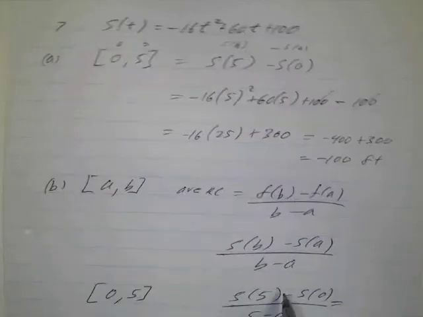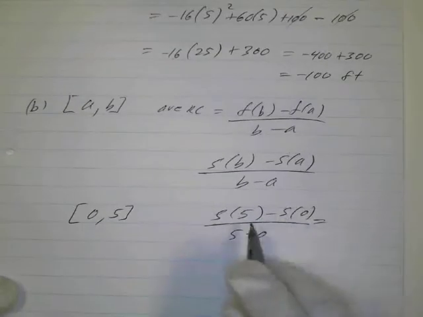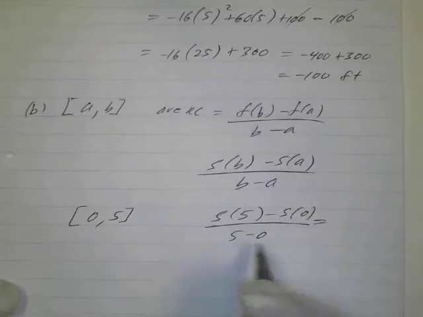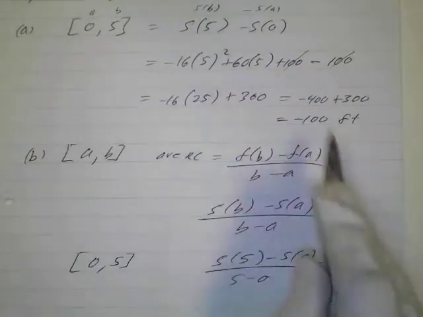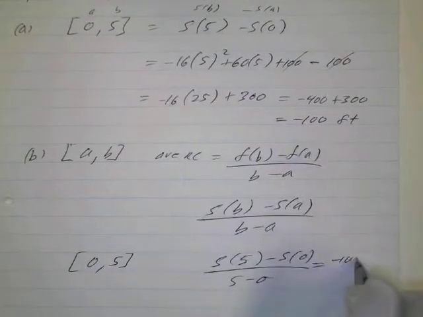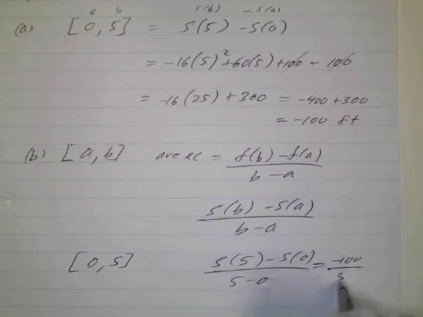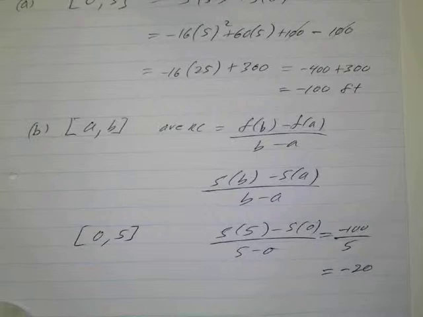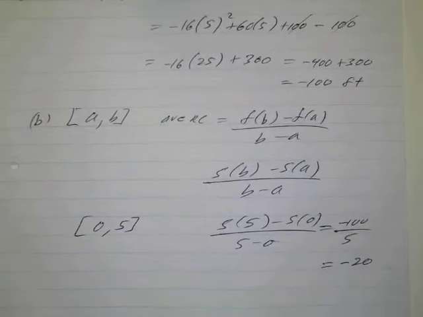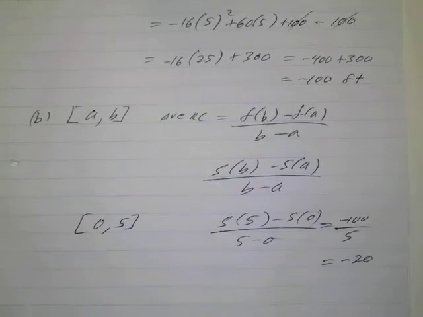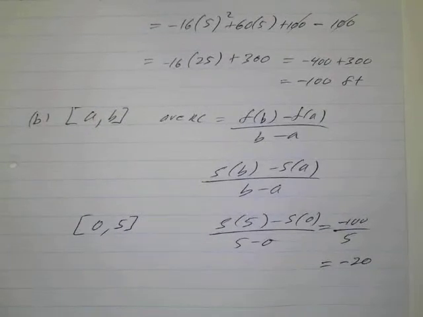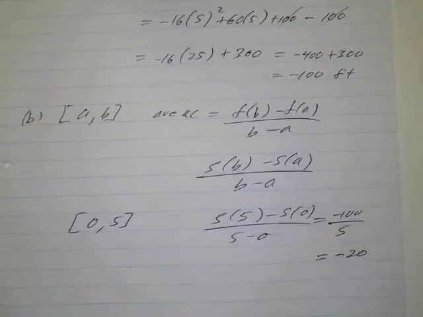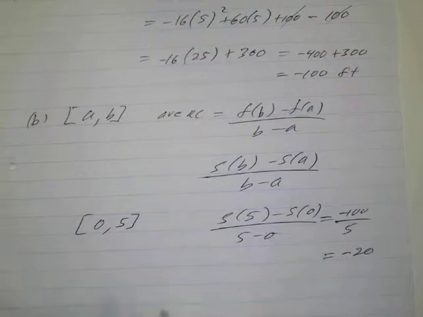But we already computed s of 5 minus s of 0 up here. So that was negative 100. So we have negative 100 all over 5 minus 0, which is just 5. So that's just going to be negative 20. So that was letter B. We can use the work we did earlier. That's the average rate of change.